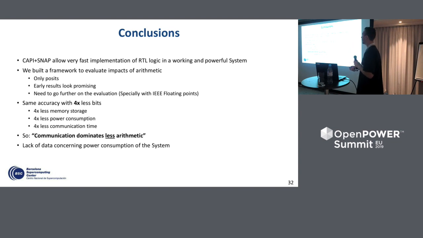So we show that we maintain the same accuracy with 4 times fewer bits. So we have 4 times less storage, power consumption, and communication time. And this is what we wanted to show, that if we change the arithmetic, with a drop-in replacement arithmetic, communication dominates less than arithmetic. So it's not a paradigm shift, it is also about exploring arithmetics and evaluating the full system.